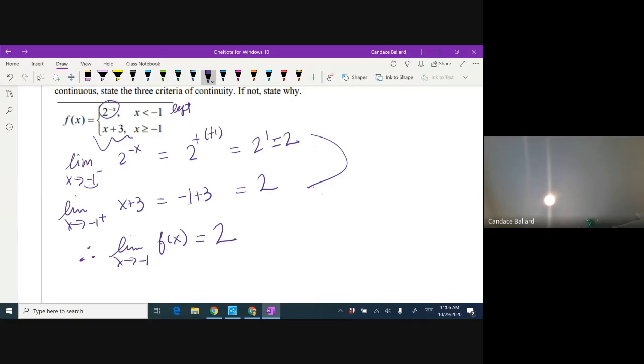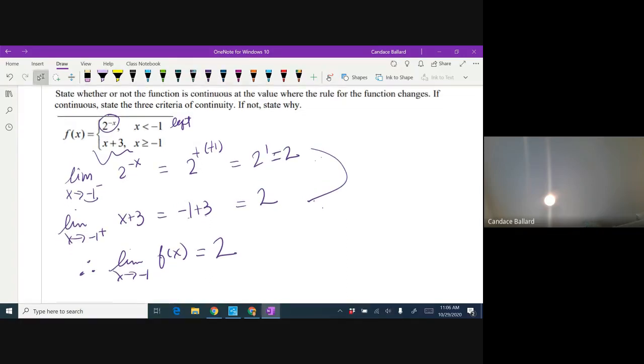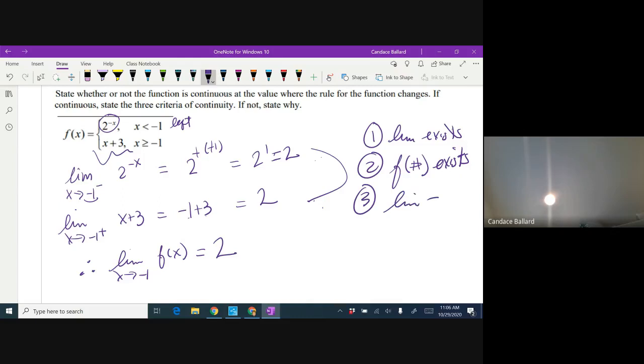All right, from here, now let's deal with the continuity. There are 3 things we need to know if it's continuous. We have to know that the limit exists, okay? We need to know that the f of whatever the value is, so the f of the number, exists, okay? And then we need to know that the limit equals the f of whatever the number is or whatever the value is, okay?